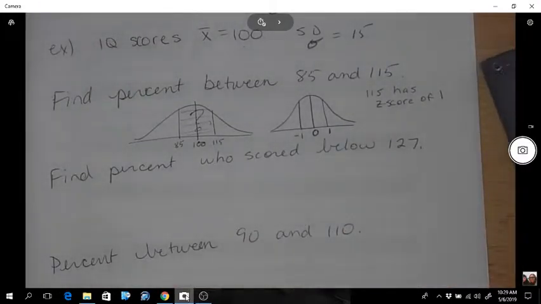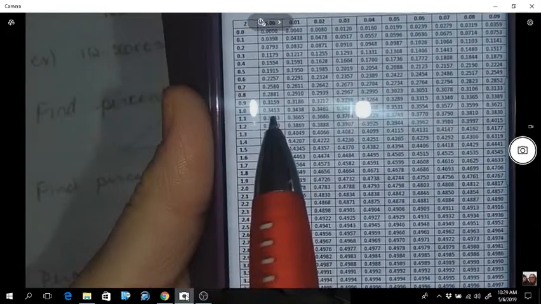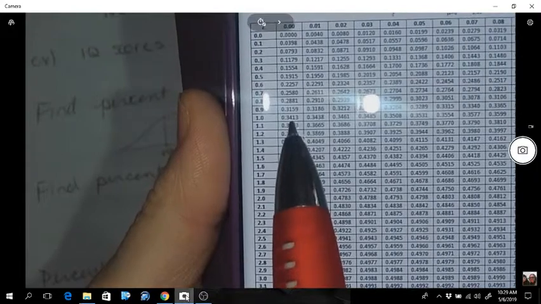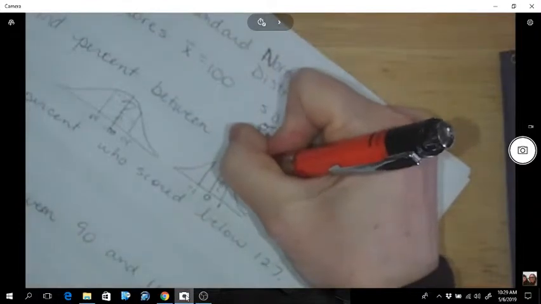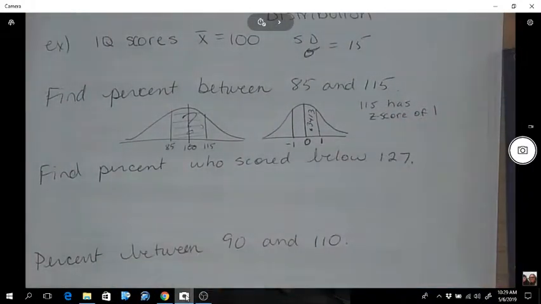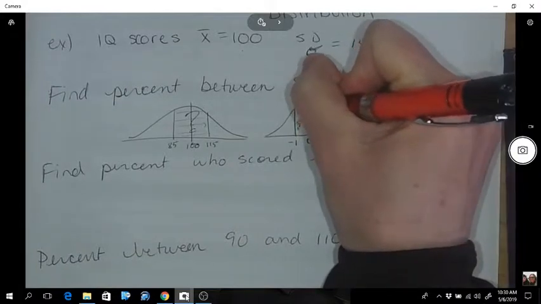Okay, so what you're going to do is go to your chart. It's kind of hard to see. There we go. So I'm looking for 1.00, and I can see there that it's 0.3413. So that represents the area that's between the mean and that Z-score. And likewise on the other side, 0.3413.